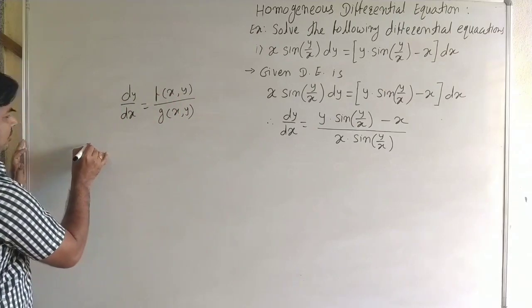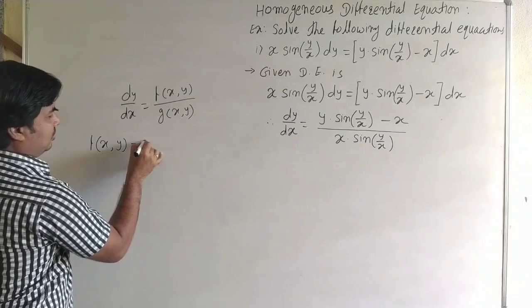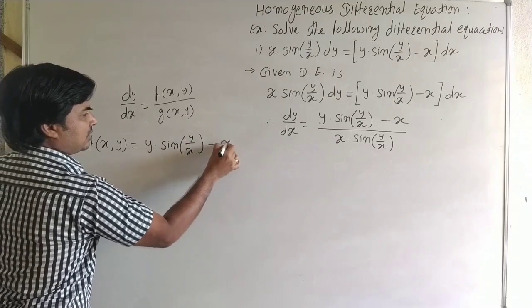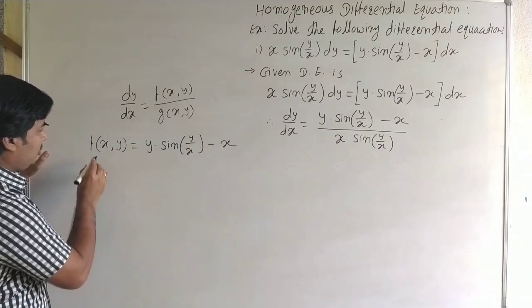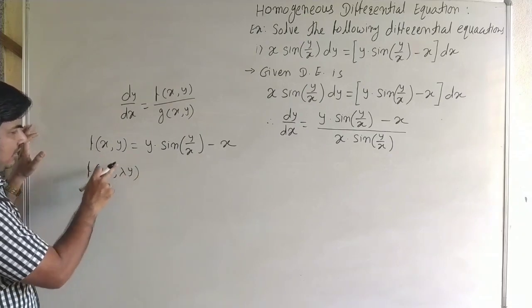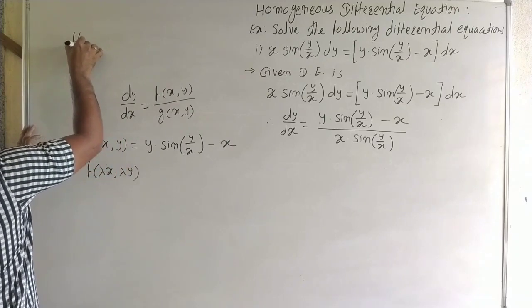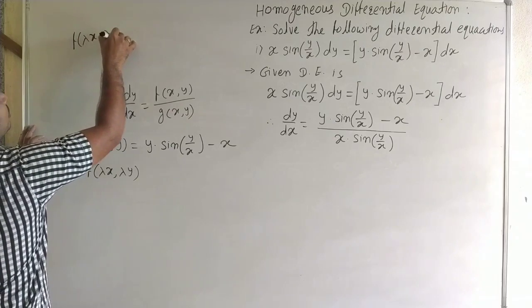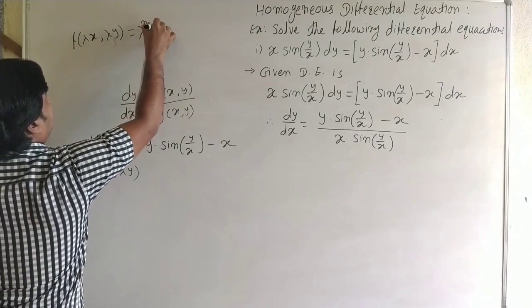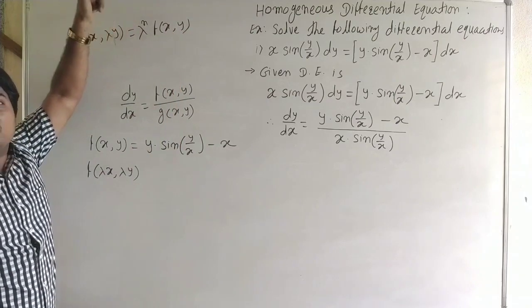Now in this example, f of x comma y is equal to y sine of y by x minus x. First we check whether it is homogeneous or not. So we put lambda x and lambda y. The definition of a homogeneous function is f of lambda x comma lambda y is equal to lambda to the power n f of x comma y. Here it is a homogeneous function of degree n.